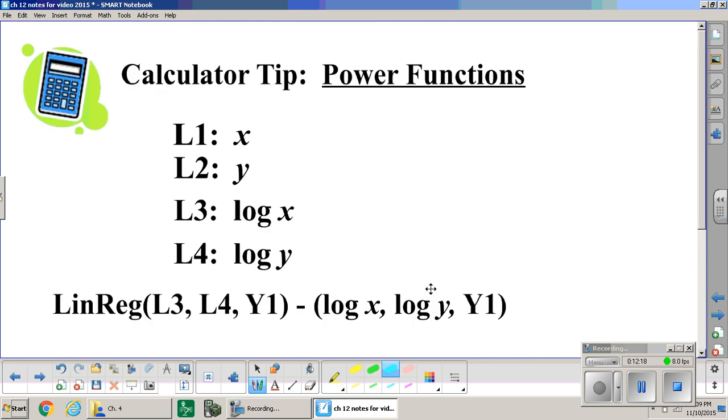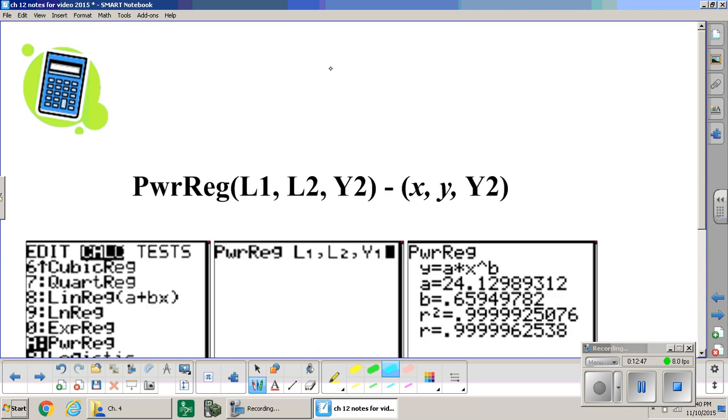Good job. All right, here's how we're going to run our calculators today, friends. L1 is x, L2 is y, L3 will be your log of x's, L4 will be your log of y's. That's right, we have to log both x and y today because we're doing a power function. That's one of the main things you need to study to get ready for this test, is that an exponential only logs the y's, but a power logs x and y. From here, everything else is roughly the same.